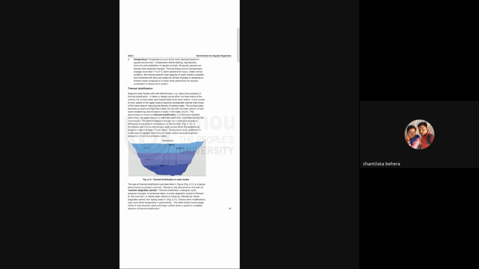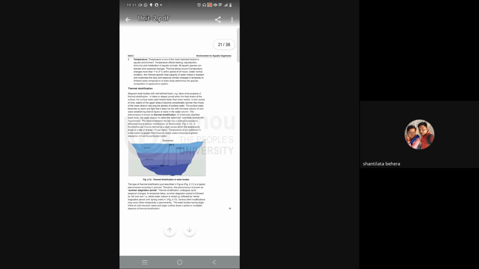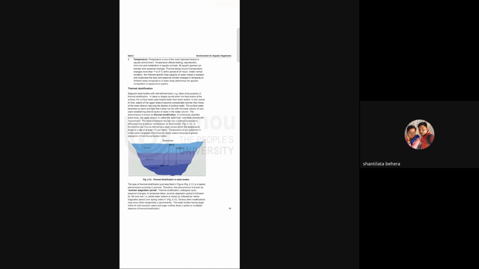Then also it depends upon the temperature. Temperature is one of the most important factors of the aquatic environment. If the temperature is increasing or decreasing by 1 degree, then it moves away from the optimum temperature, and that leads to less production of aquatic organisms. So there is a word, that is thermal stratification, which is variation in the temperature of water level.